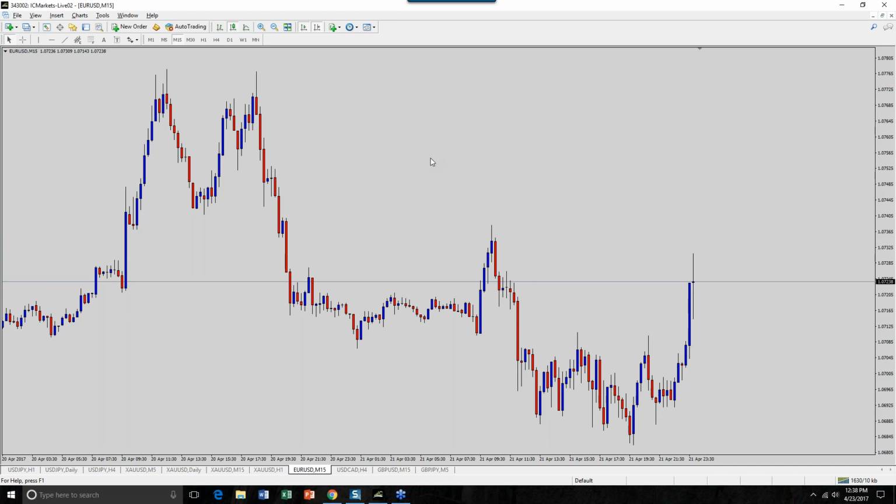There's a question: the longer the wicks, the better the key points? Yes, it is.